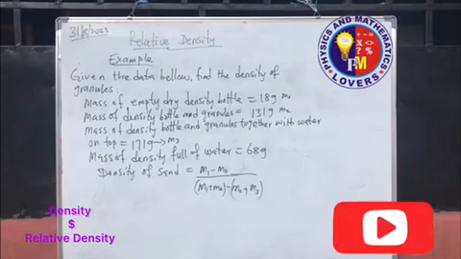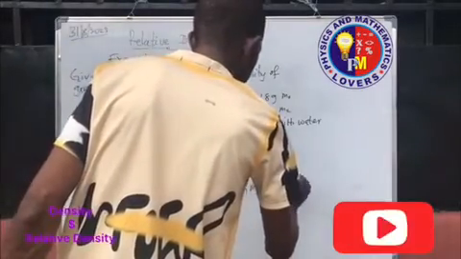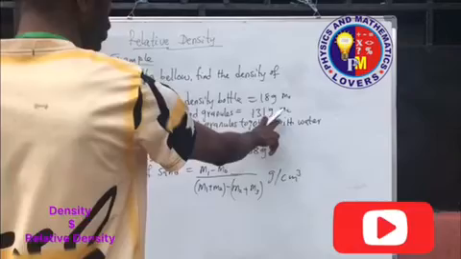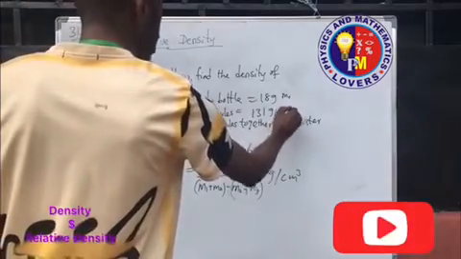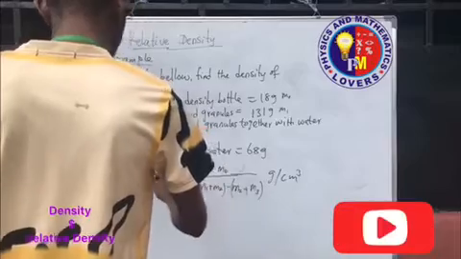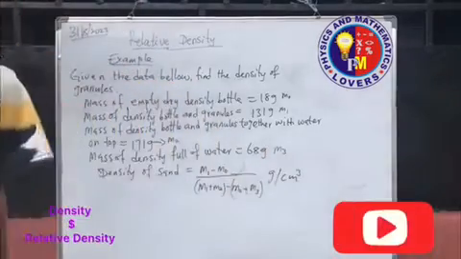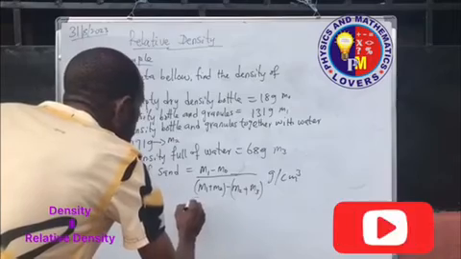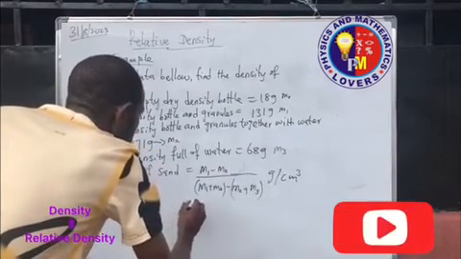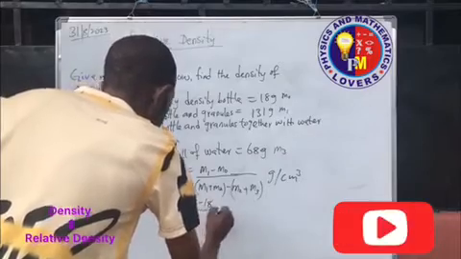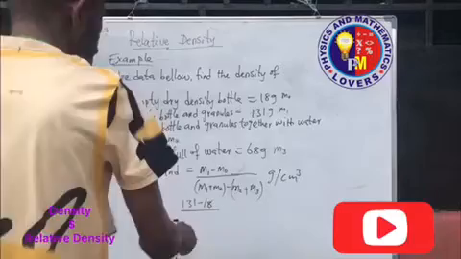So now let's substitute. Where's our M1? Remember this one is in gram per centimeter cube. So your M1 here is this, this is your M2, and this is your M3. So now, let's go. We have M1 is 131 minus M0, which is 18, then over.